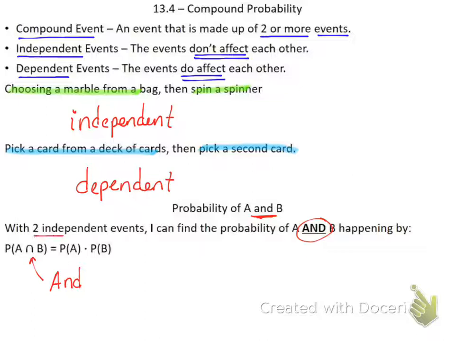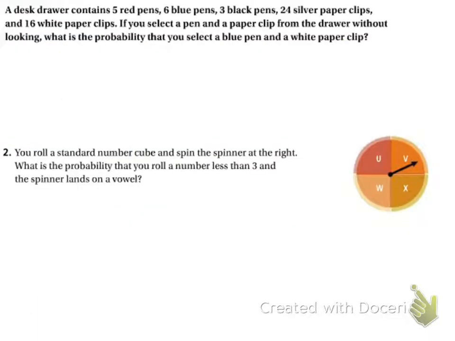So I have two independent events when I'm doing these, so two separate things that are not related with one another, and I can multiply the probabilities by each other to get my total probability of the compound event. So with the first problem, we have a desk drawer that contains 5 red, 6 blue, 3 black pens, 24 paper clips that are silver, and 16 paper clips that are white. If we pick a random pen and paper clip, we want to find the probability that we select a blue pen and a white paper clip.